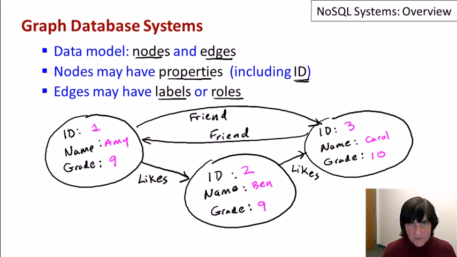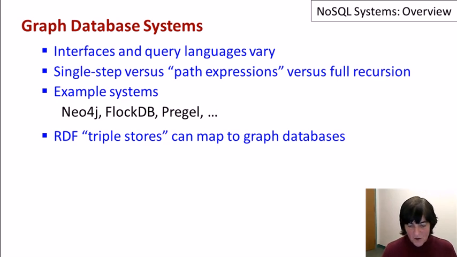The data model is very specifically about storing nodes with properties inside them, like key value pairs, and edges, typically with labels or roles on them. Of course, that's not required. So in graph database systems, currently the interfaces to the systems and the query languages vary a lot. There's no standardization at all. And the queries might just be single-step queries, like asking for friends. They might be path expressions, like ask for the women friends of the men friends of someone. We saw that example in the earlier video. Or they might have full recursion, where you can traverse to arbitrary depth through the graph.